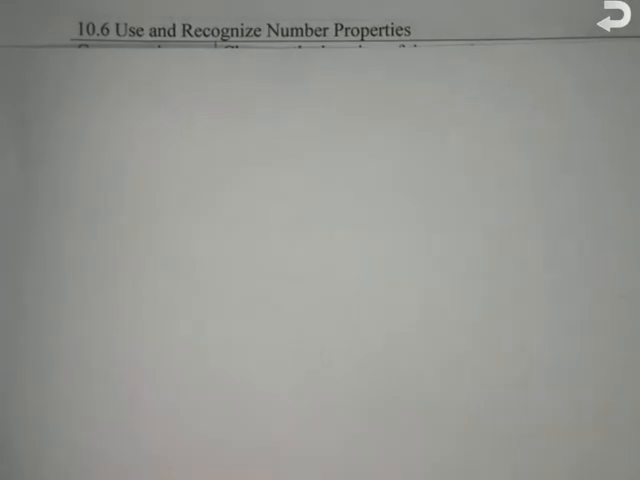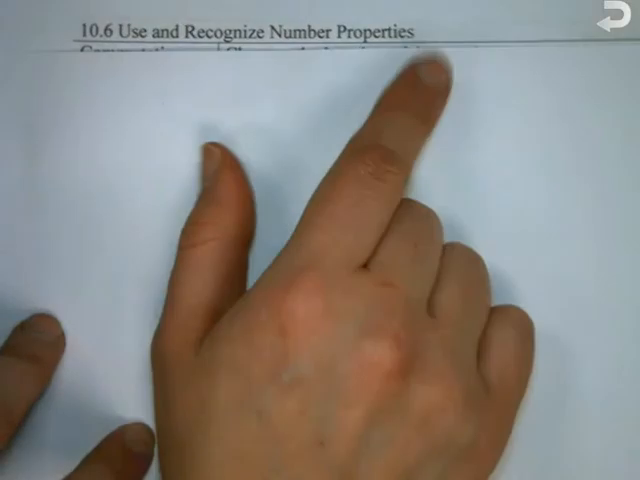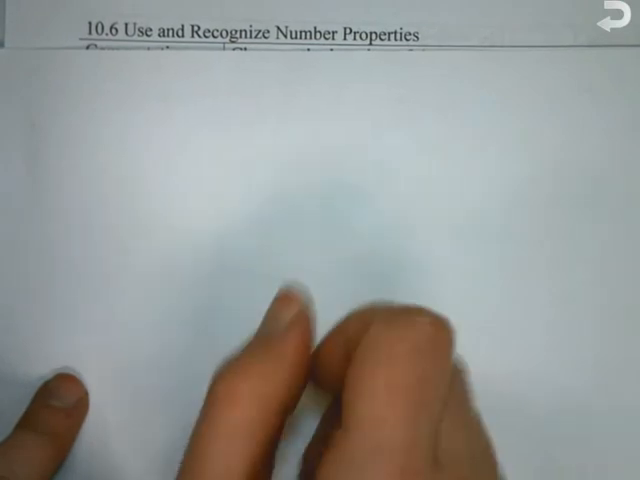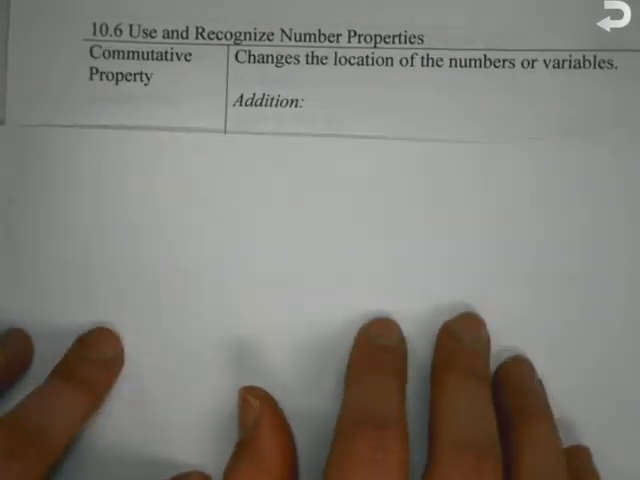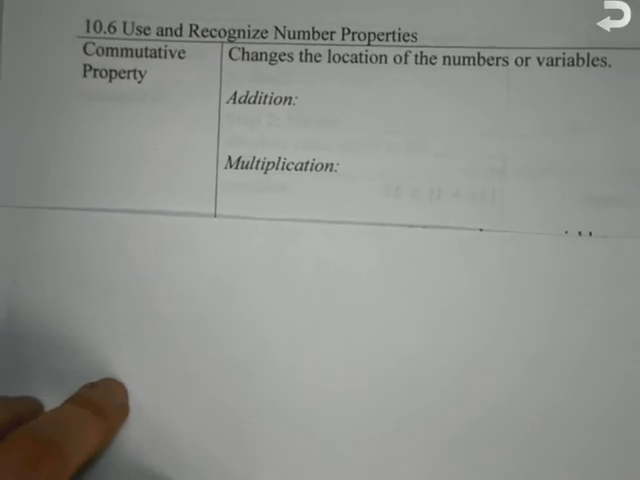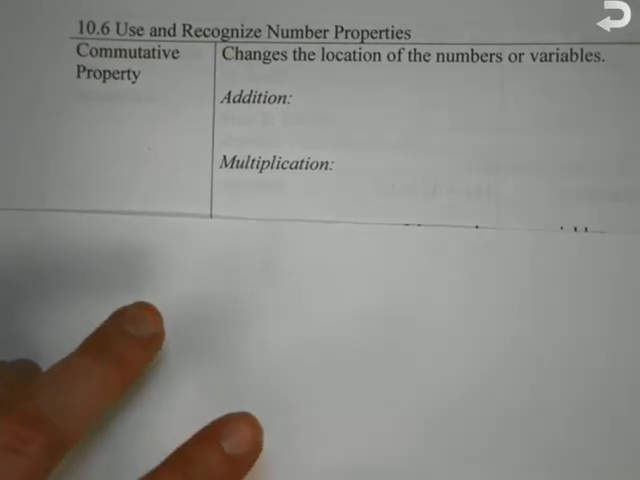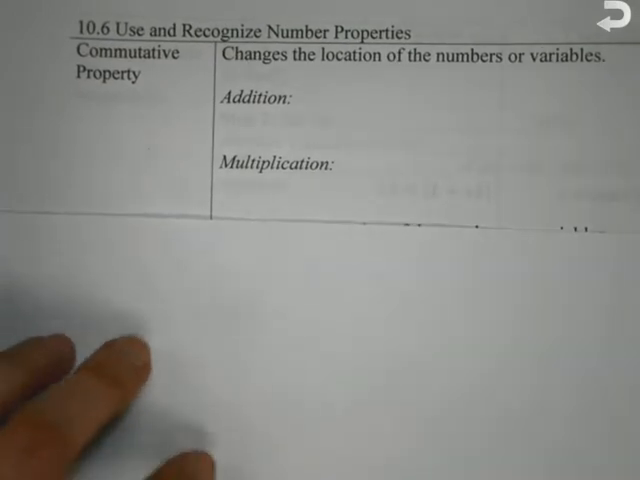So, 10.6, we are using and recognizing the number properties. We learned this in pre-algebra. So what we're going to be doing is reviewing each property and then coming up with our own examples for each one. Okay? So, commutative property.